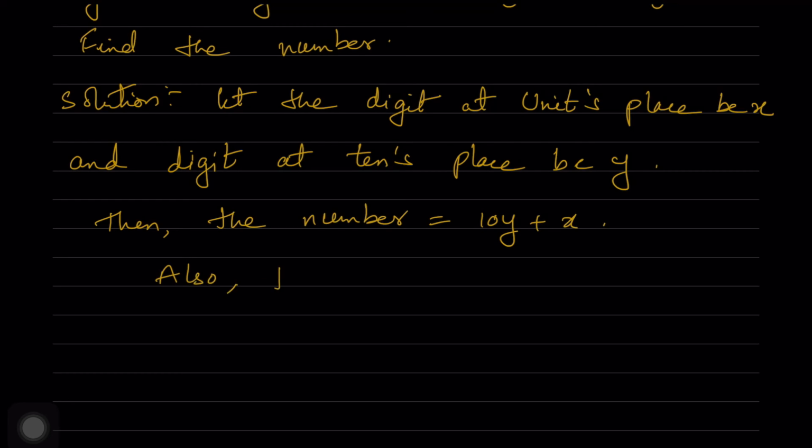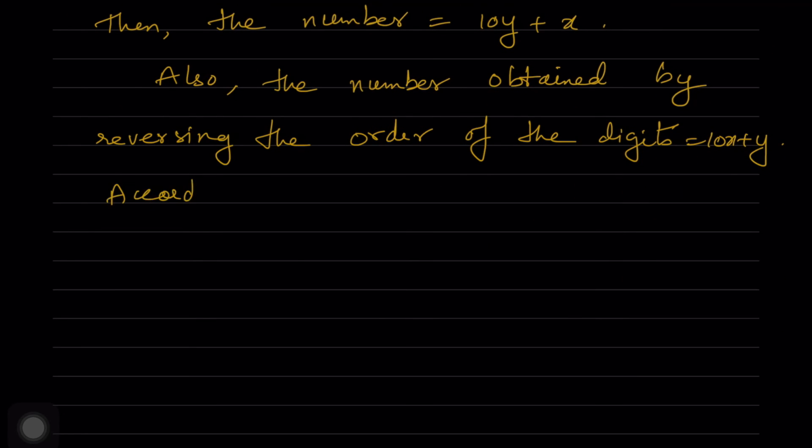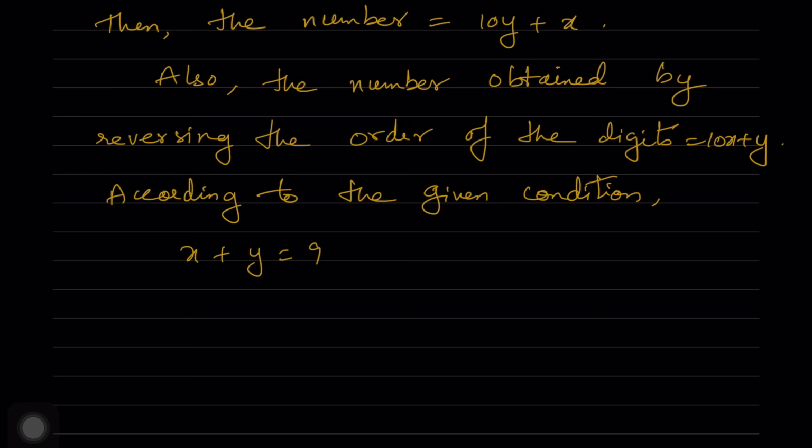Also the number obtained by reversing the order of the digits is equal to 10x plus y. By reversing the number, the digit in the tens place will become the digit in the units place and the units place digit will become the tens place. So therefore you have 10x plus y. According to the given condition, the sum of the digits of the 2-digit number is equal to 9. So x plus y is equal to 9.